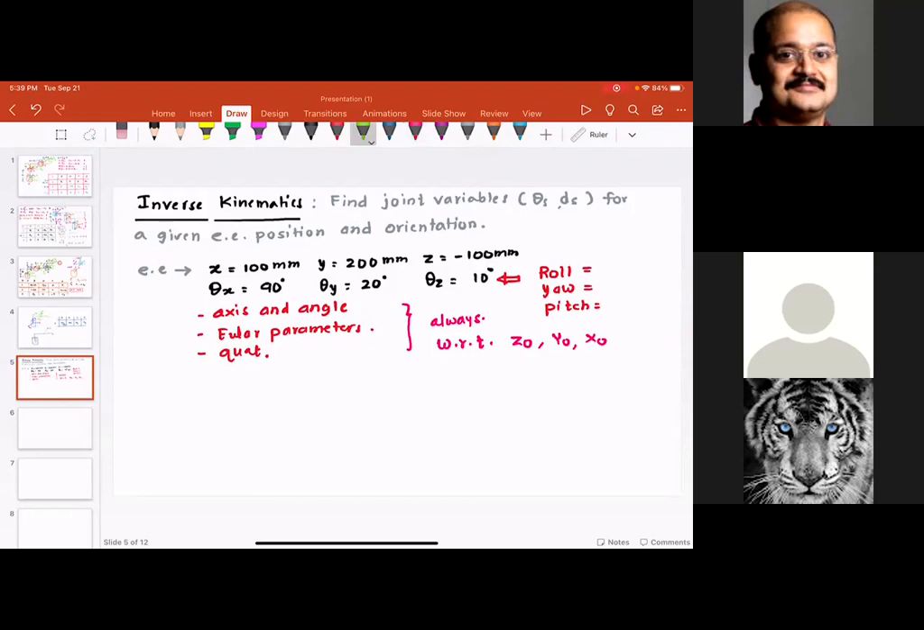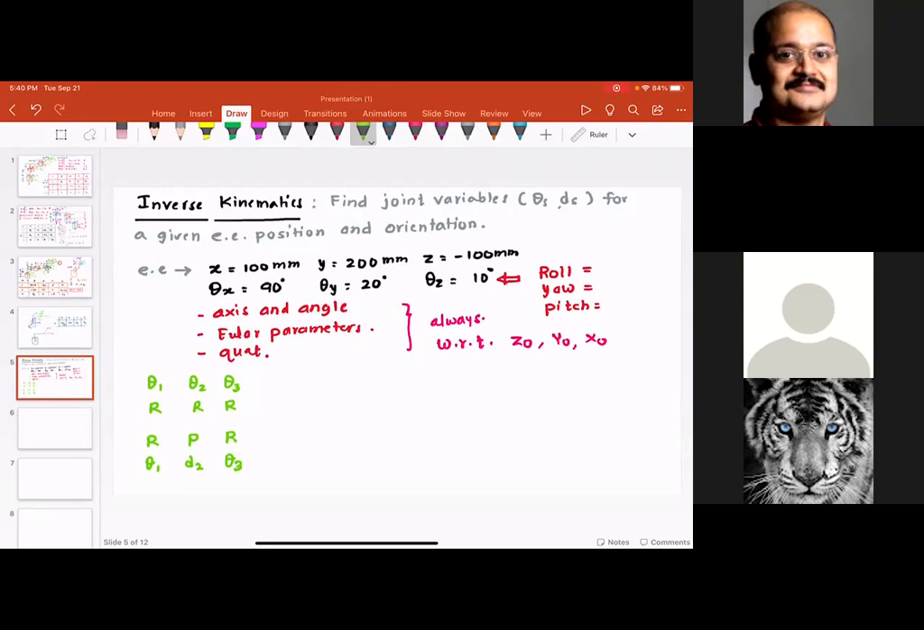And I need to find out the values of theta 1, theta 2, theta 3. So in the case of 3 revolute joints, I need to find out theta 1, theta 2, theta 3. Or if I have, say, a revolute joint, prismatic joint, revolute joint, then I need to find out theta 1, d2, and theta 3. How do I find out these joint variables once the end effector rotations and positions are given?